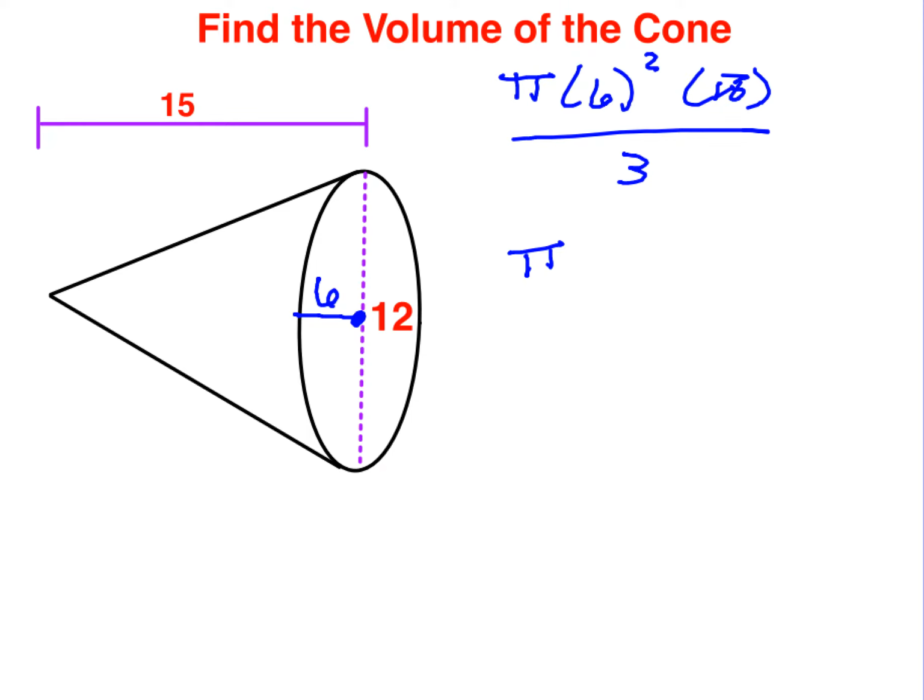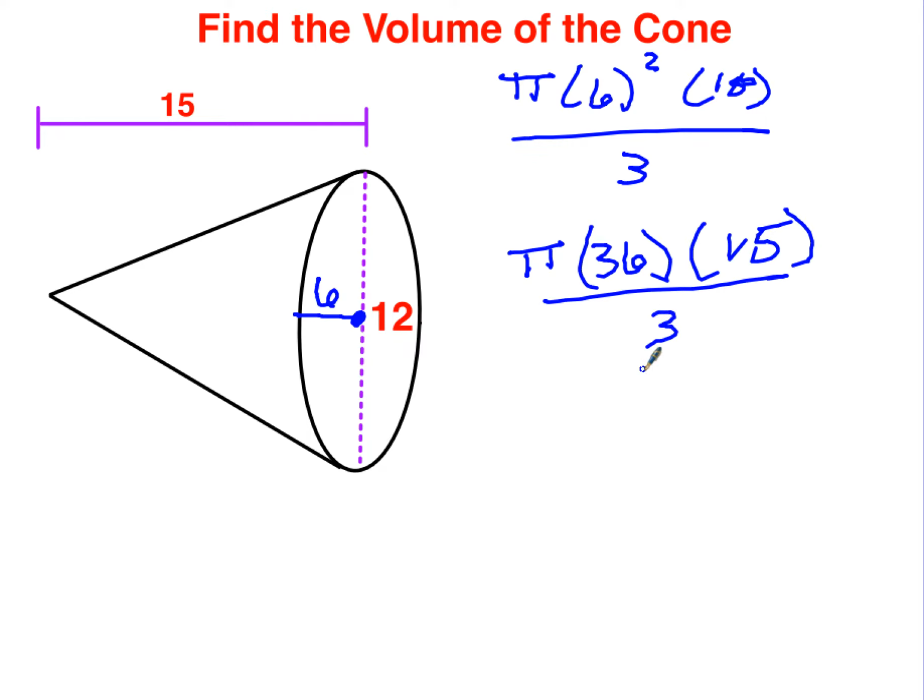I'm sorry guys, my pen is just not working well right now. Times 15, all divided by 3. So first thing I need to do is my 6 squared, which is 36. And then I still have to multiply that by 15. And I still have to divide everything by 3.